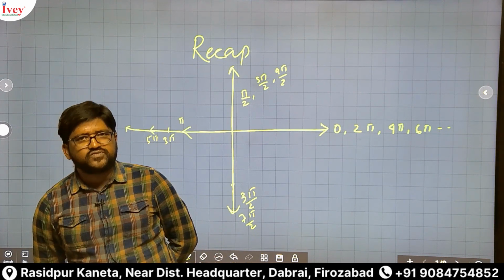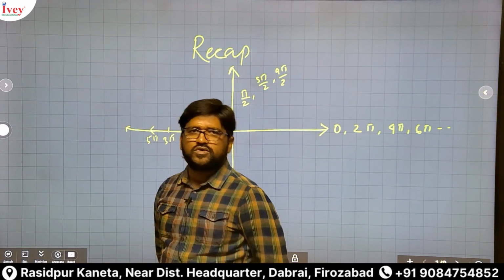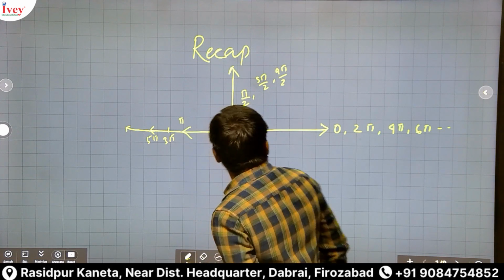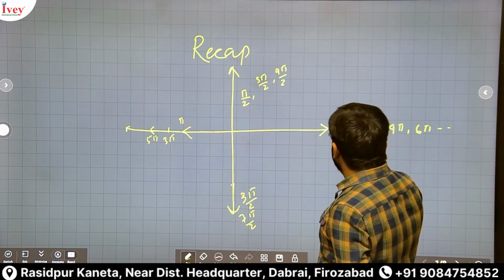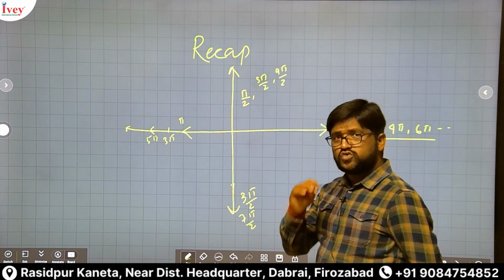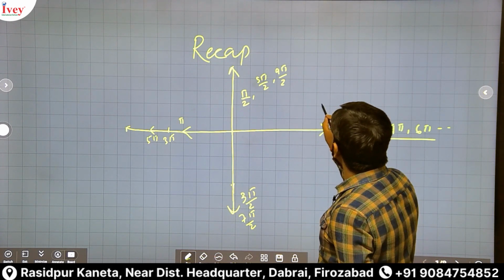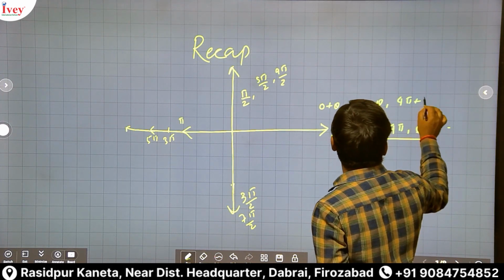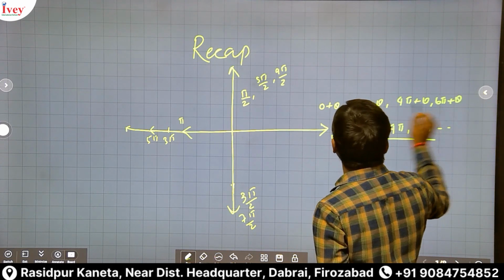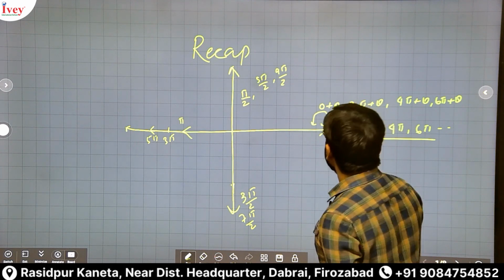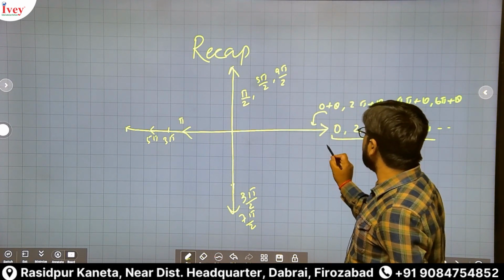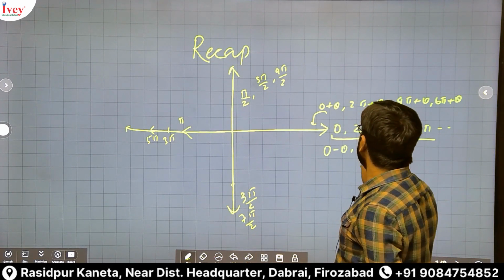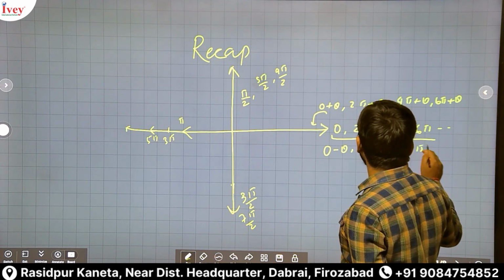Now in this video we have to learn how to find the value of a particular trigonometric ratio for a particular angle. So the allied angles of these sections, meaning 0, 2 pi, 4 pi, will be like this: 0 plus theta, 2 pi plus theta, 4 pi plus theta and 6 pi plus theta. So these are the angles allied to this, right? If we subtract theta from these angles, we will get 0 minus theta, 2 pi minus theta, 4 pi minus theta and so on.